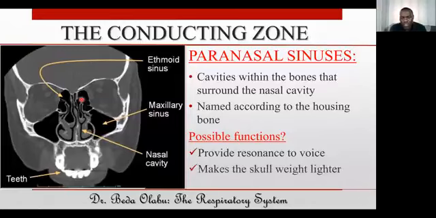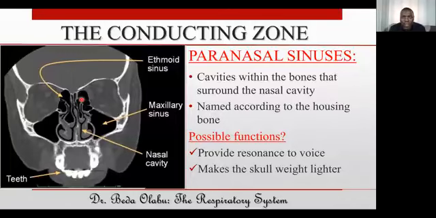The other key function might be funny, but it's still thought to be a role. We believe that by putting air sinuses within the skull, at least the weight of the skull bone is not that heavy. So it doesn't give you a lot of work to just be carrying your head around. It makes the weight of the skull lighter. Remember, these are just theoretical functions. The actual role is not established.